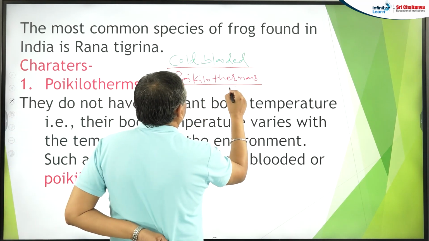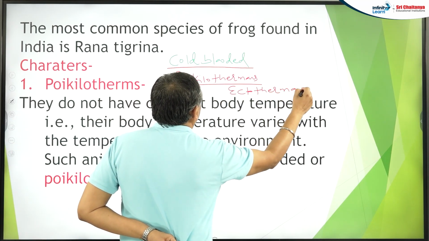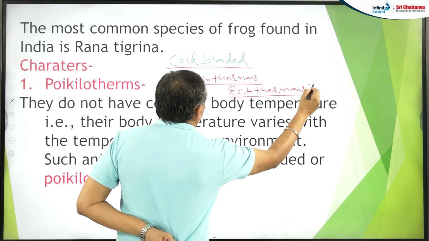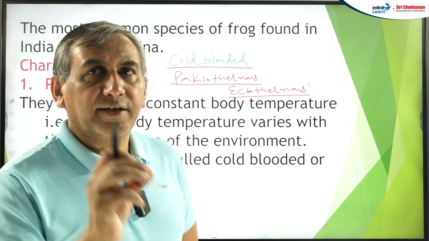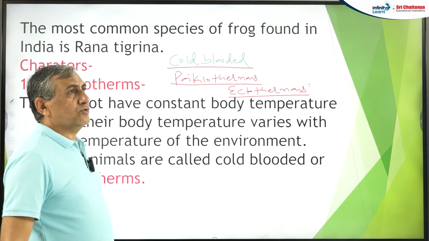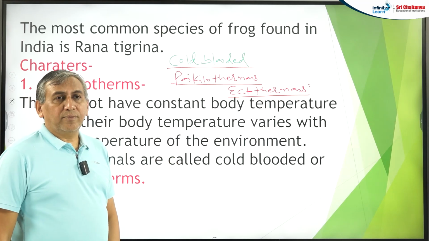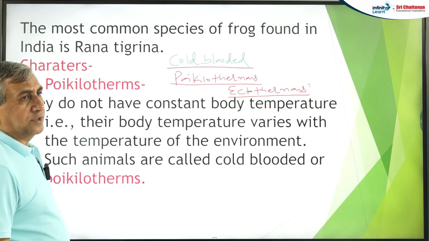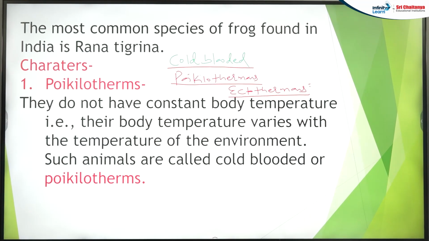Or they are known as ectothermous. Why are they known as ectothermous? Because their body temperature varies as per the temperature of the surroundings. So related to the frog, you have to remember that they are cold-blooded, Poikilothermous and ectothermous. This is one point related to temperature. Now coming to the next one.